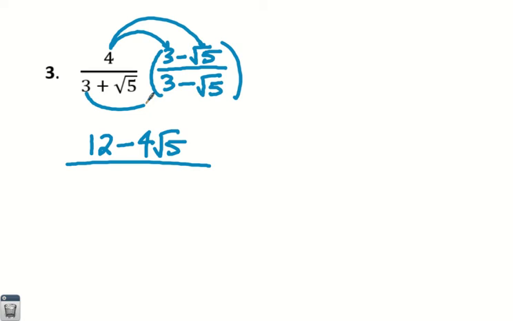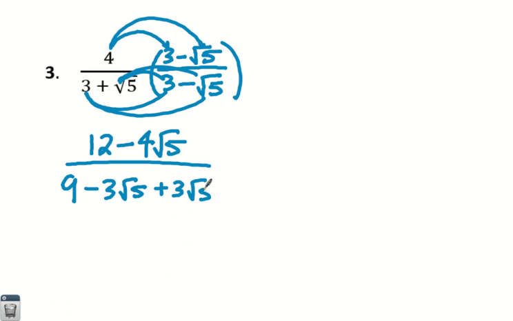So if we do firsts, outers, inners, lasts, we end up getting 9 for 3 times 3. Then 3 times negative root 5 is negative 3 root 5. Then the inners, we get plus 3 root 5. And then for the last, we get positive root 5 times negative root 5. So root 5 times root 5 is just going to end up being 5, but it's a positive times a negative, so that's a negative result. And so negative 5.